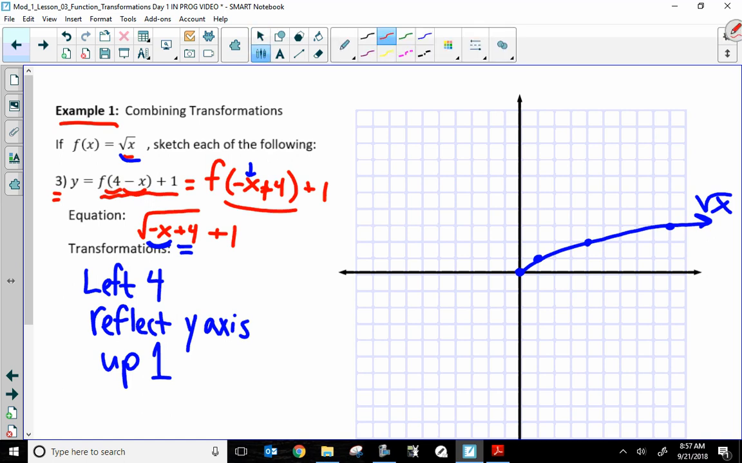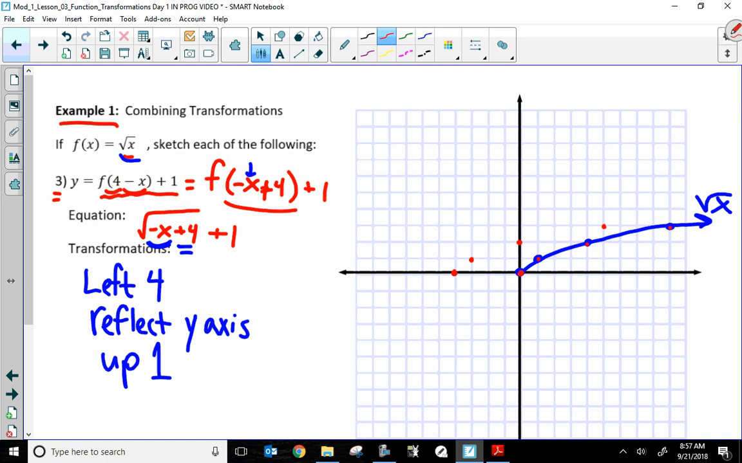So first I'm going to move left 4. This point here, so where do you move left 4? 1, 2, 3. It will be right here. The next one will be right here. The next one will be right here. And the next one will be right here. Those are my 4 points. They're all moving left 4.